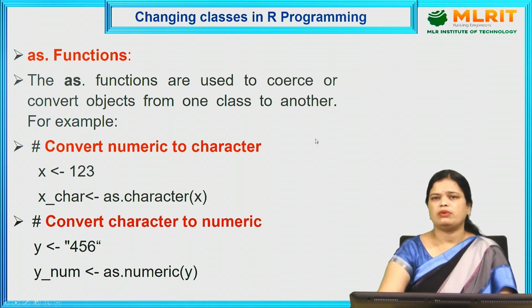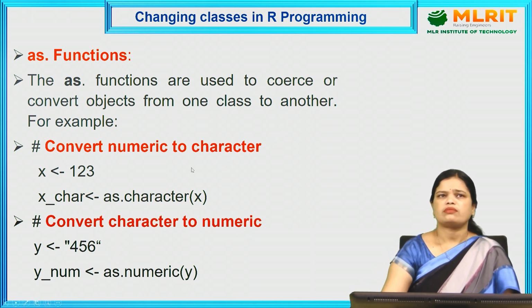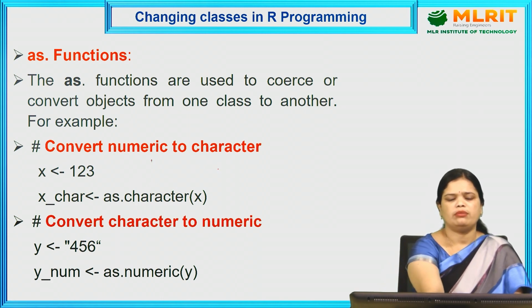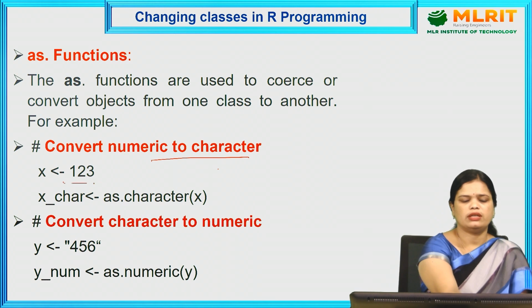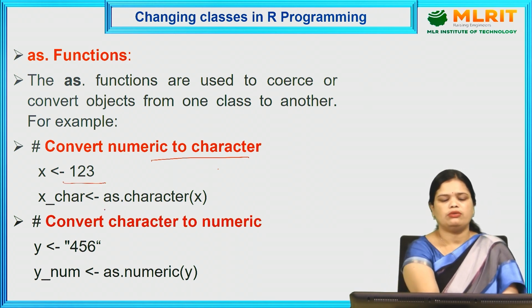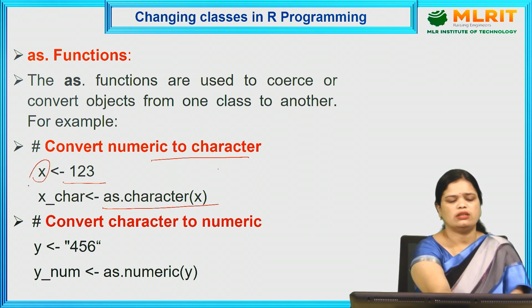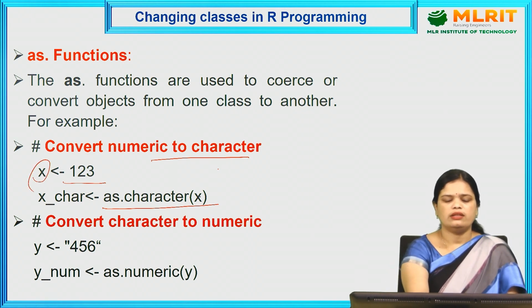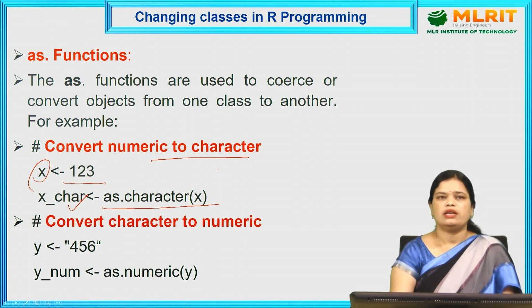Changing classes in R programming. In programming, sometimes we need to convert one data object into another data object. For that, we'll be using the as functions. The as dot functions do the coercion between different data types. You can convert a numeric into a character, or a character into a numeric. Here is an example, converting a numeric into a character. You are taking the numeric value 1, 2, 3 in x, and using as.character of x, and these 1, 2, 3 will be converted into characters.